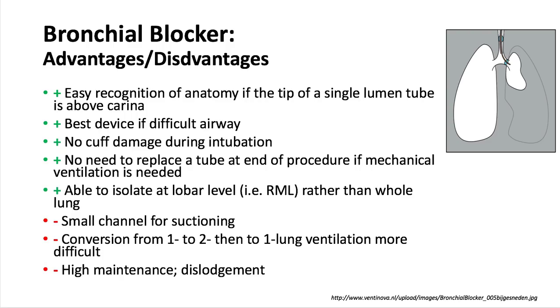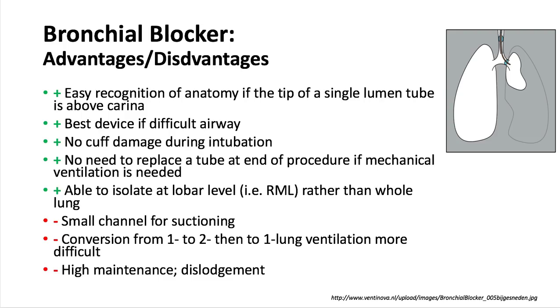Some benefits or advantages of a bronchial blocker: it's easy to recognize the anatomy and to know if the tip of the single lumen tube is above the carina, and so the bronchial blocker can be placed out and going into either the right or the left mainstem bronchus. When you place a double lumen tube, sometimes it can be placed a little deep and end up on the right side, and you can be confused about the position of that double lumen tube and try to isolate, for example, the right middle from the right lower lobe improperly.